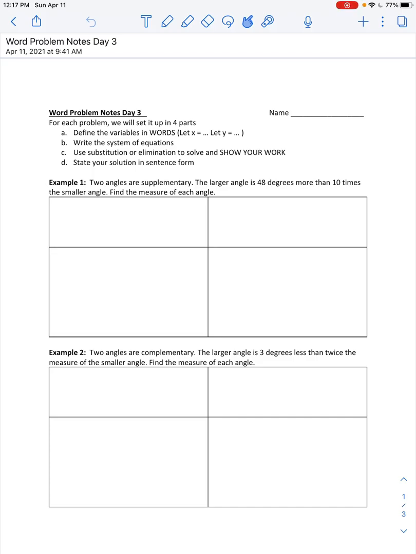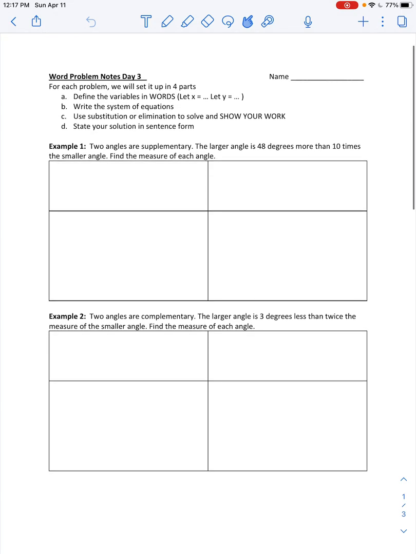And here we go again, day 3. Just going to keep plugging away at these and practicing, and hopefully they get easier and easier as you go. We are still doing the same 4 steps: describing or defining our variables, what do the X and Y represent? Writing equations based on the words, solving them using whatever method is easiest, and then stating our answer as a sentence that answers the question.